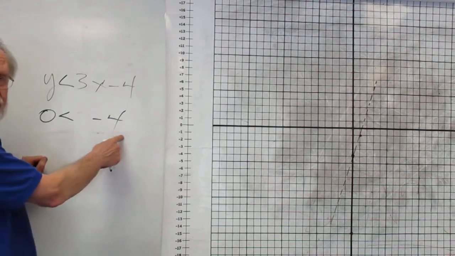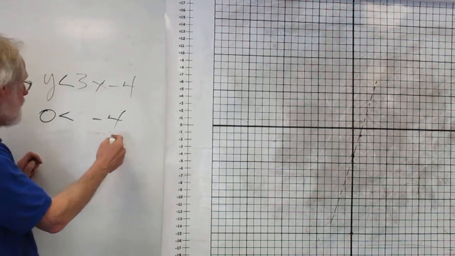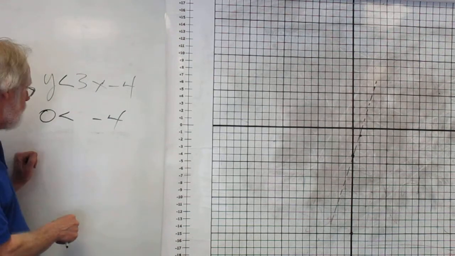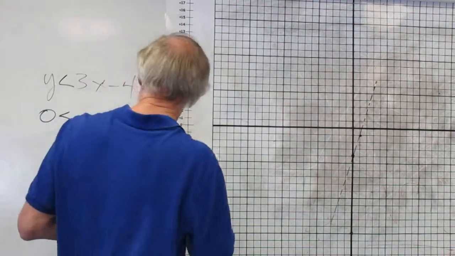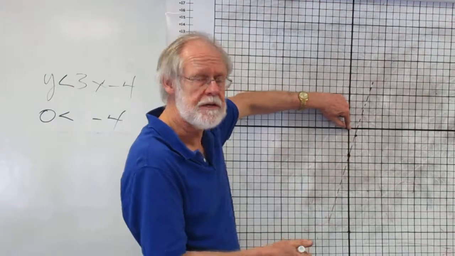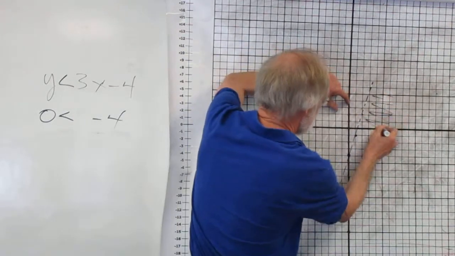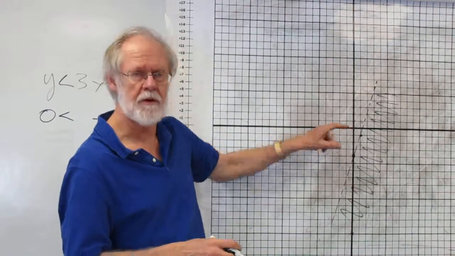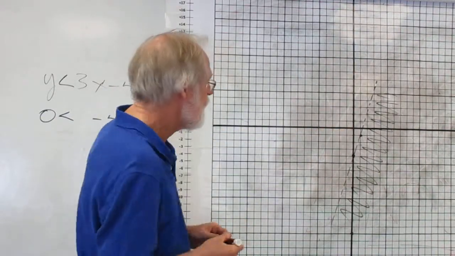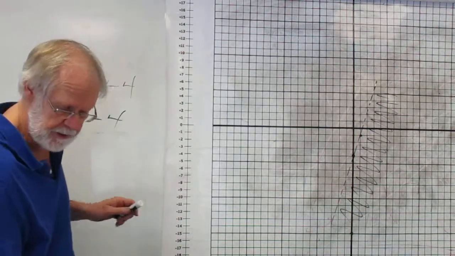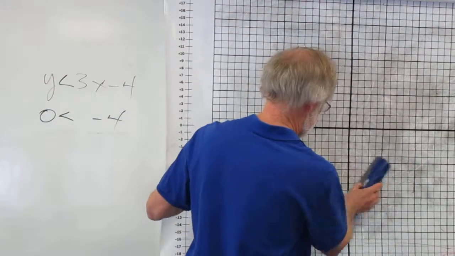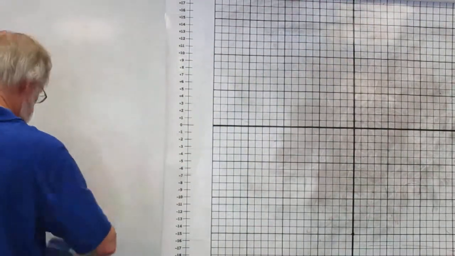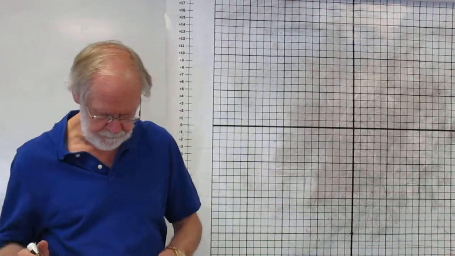Is 0 less than negative 4? No, on a number line, it is greater than negative 4. So, that failed. This point did not work, and therefore we are going to shade the side that 0, 0 is not on. Okay? Now, I'm going to do several more of these because they take just a little bit of getting used to. So, let's do the next one here.